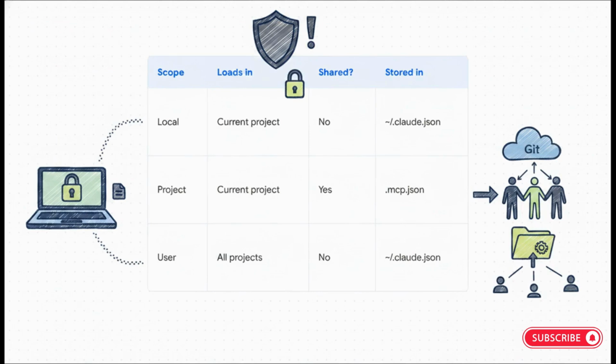Now listen carefully, because understanding where these config files live is absolutely vital for security. You never, ever want to leak API keys or company secrets to GitHub. We have three scopes here. If a configuration is local or user-scoped, it stays entirely on your local machine, safely tucked away in a hidden .claude.json file. But if it's project-scoped, it gets saved in your project root as a .mcp.json file, which means it can be committed to Git and shared with your team. Knowing exactly which scope you're in ensures your environment configurations stay safe while still allowing for team collaboration.